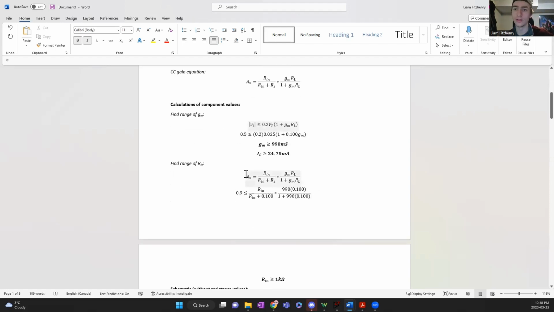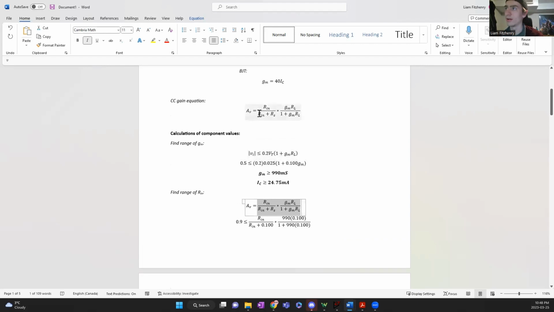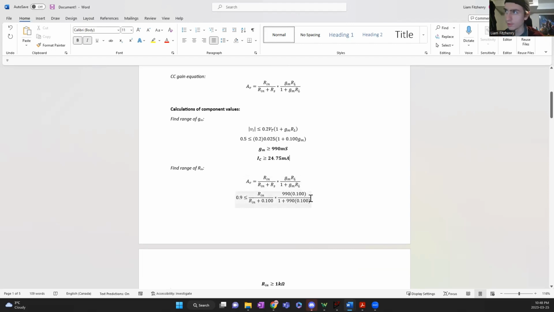Our second equation that we need to consider is our gain. Our gain, this AV here, has to be larger than 0.9, right? Because we want less than 10% attenuation. So we're going to stick this gain equation in here from our common collector gain formula that we had earlier, and we're going to sub in everything that we know.